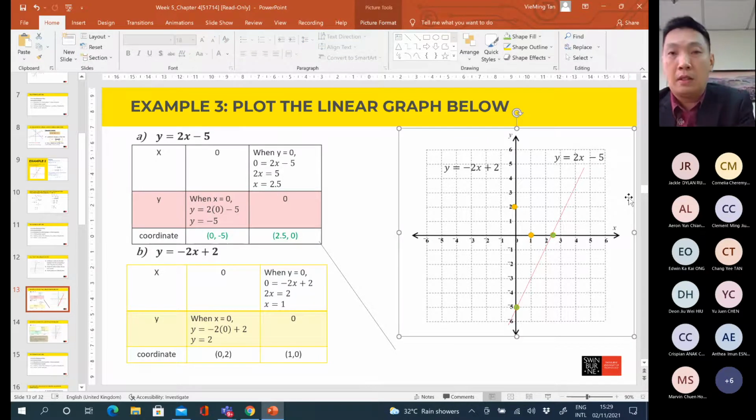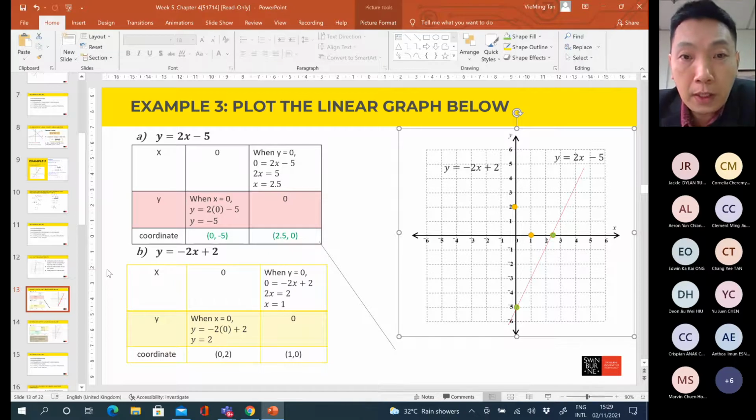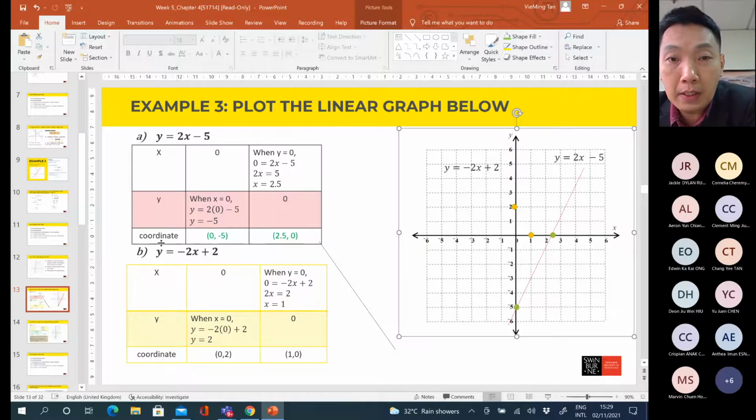Okay, now the second equation is y equals negative 2x plus 2. So also the same, you need at least 2 points in order to draw this straight line. As usual, we just use x equal to 0. When x is equal to 0, that means this whole part is equal to 0. So y is equal to 2 positive.